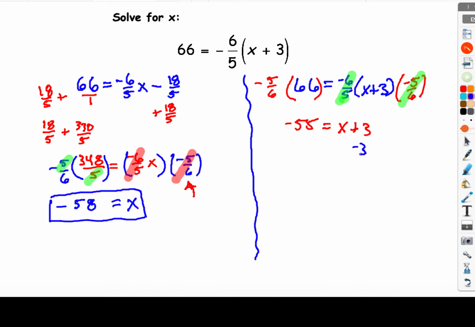Let's subtract 3 on both sides. And notice it worked a little faster and a little cleaner. Just happened to work out that way, mostly because this 6 on the left side nicely divided into 66 on that left side. So that kind of made for a nice problem there. But again, I still end up getting negative 58, which also makes me think, without that calculator, I still feel like we're doing the right thing.